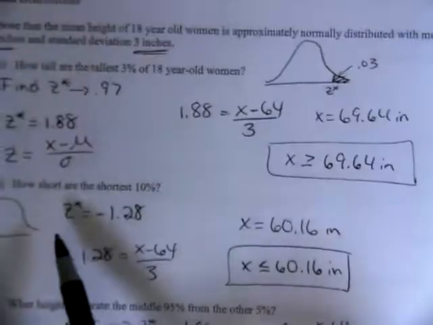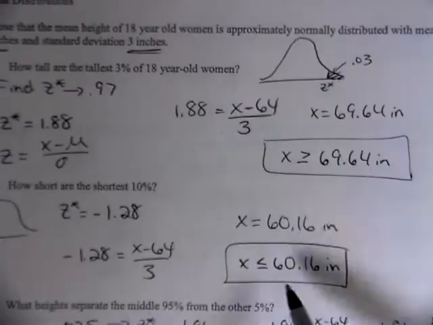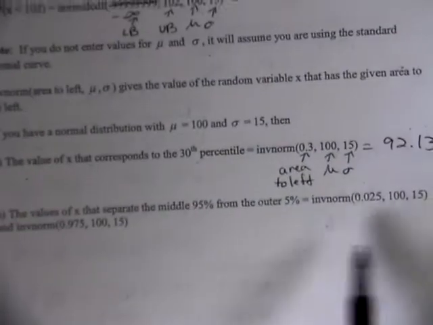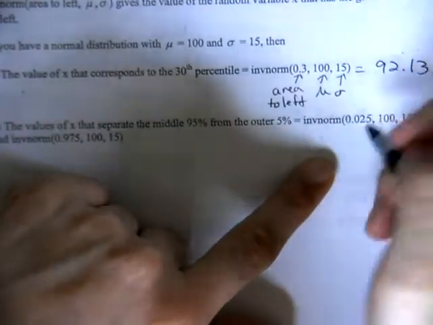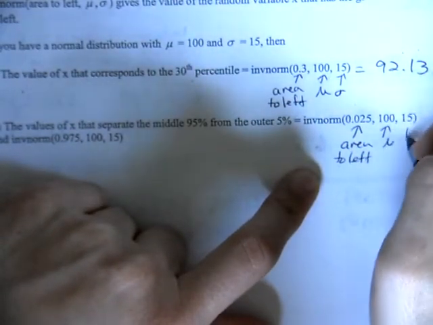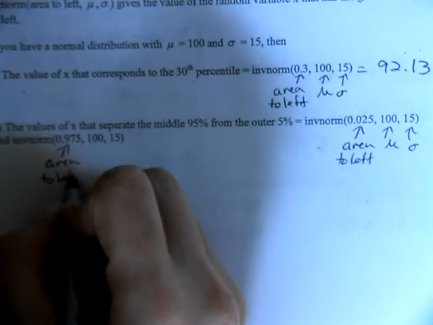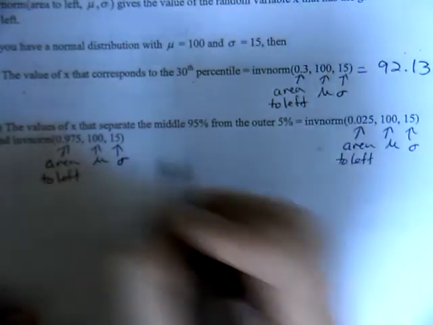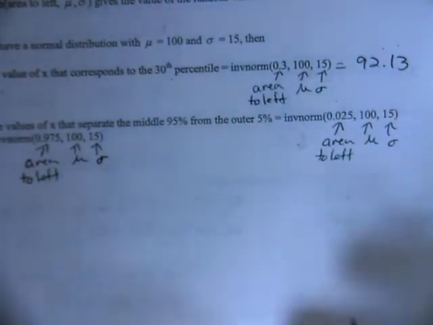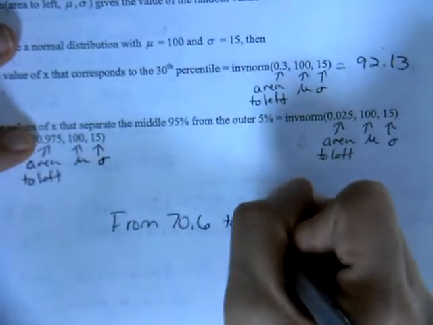So instead of looking it up like we did here and then converting it, you can just use invert norm. Separating the middle 95%, you can just do invert norm twice. So we have the area to the left, the mean, standard deviation, area to the left, the mean, and the standard deviation. So again, you can just do it twice. So you end up from 70.6 to 129.4.